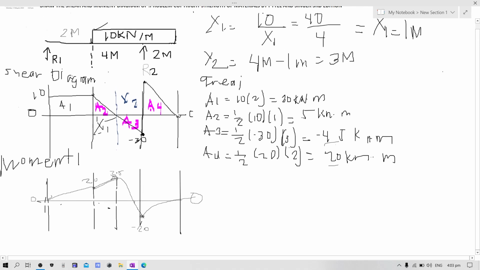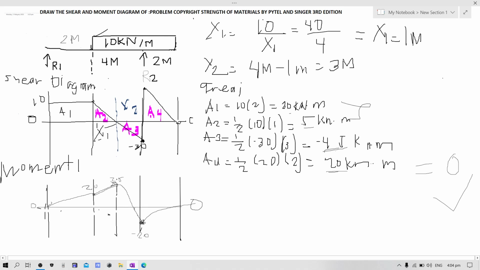So remember na kapag pinag-add mo ito, so ayun, si 25. Pag in-add mo dito, babagsak siya sa negative 20. Pag in-add mo siya, that will give us 0. So that means tama ang ating shear and moment diagram.